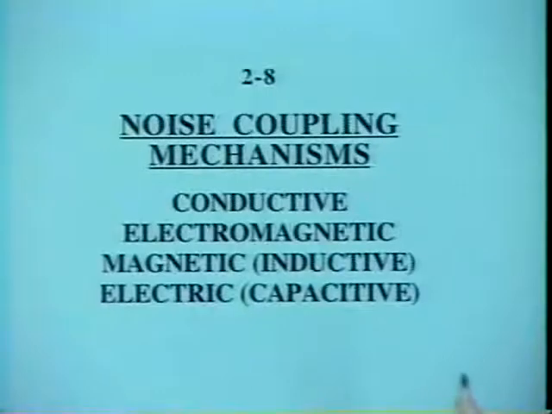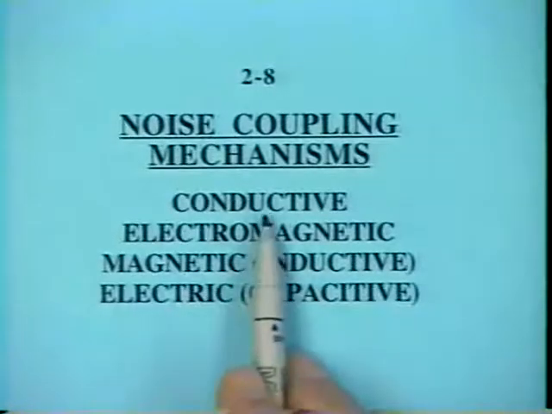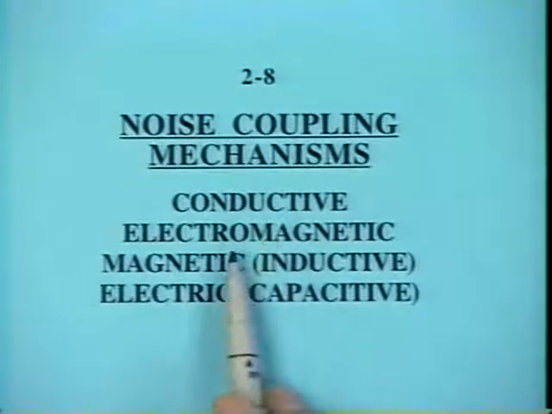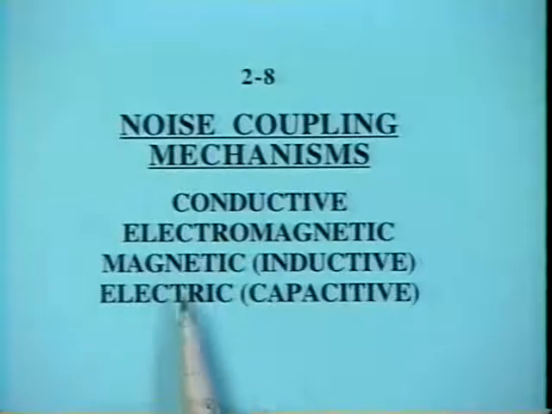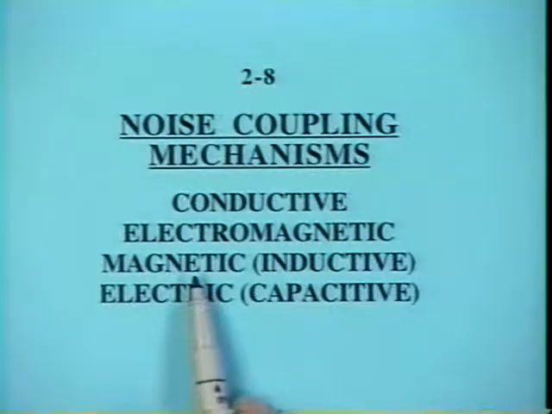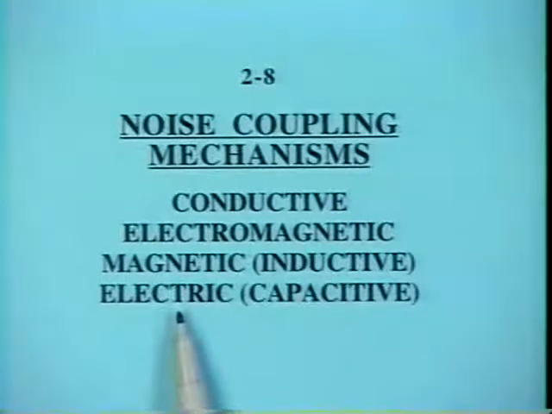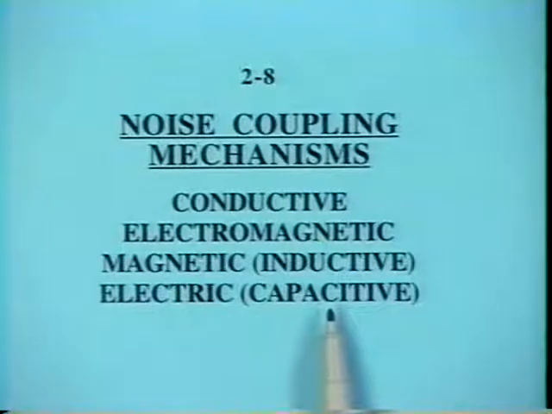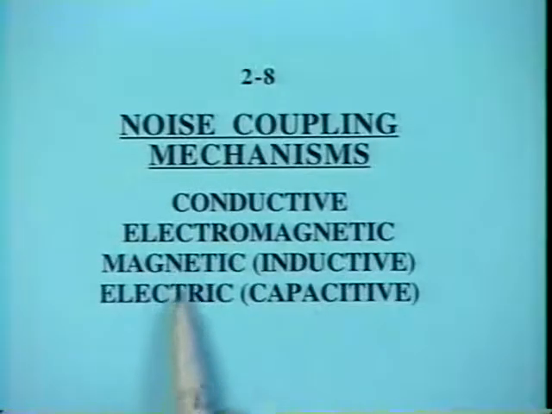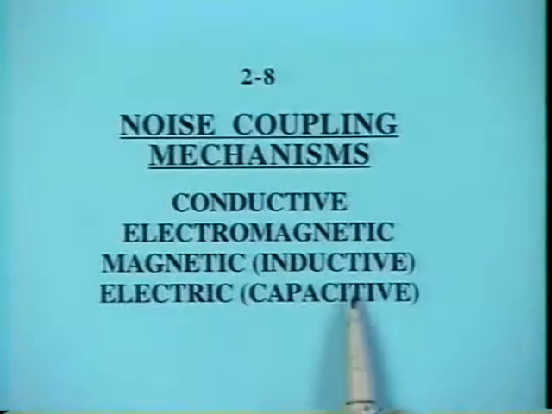So we have four possibilities for coupling. The noise coupling mechanisms: it could be conductively coupled, could be electromagnetic wave, could be a magnetic field, could be an electric field. And again, the magnetic field we are sometimes going to call a mutual inductance, and the electric field coupling we will sometimes call mutual capacitance. Kind of depends on whether we're thinking from the field theory point of view or whether we're thinking from the circuit's point of view, which way we describe this.